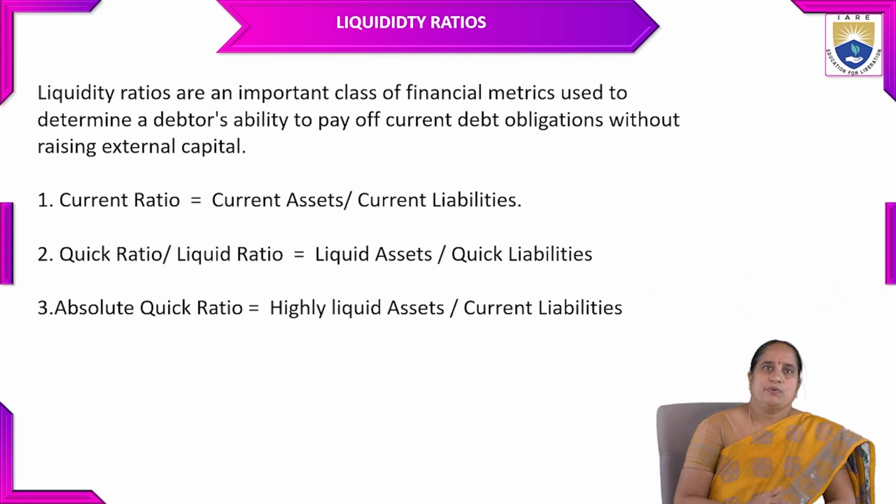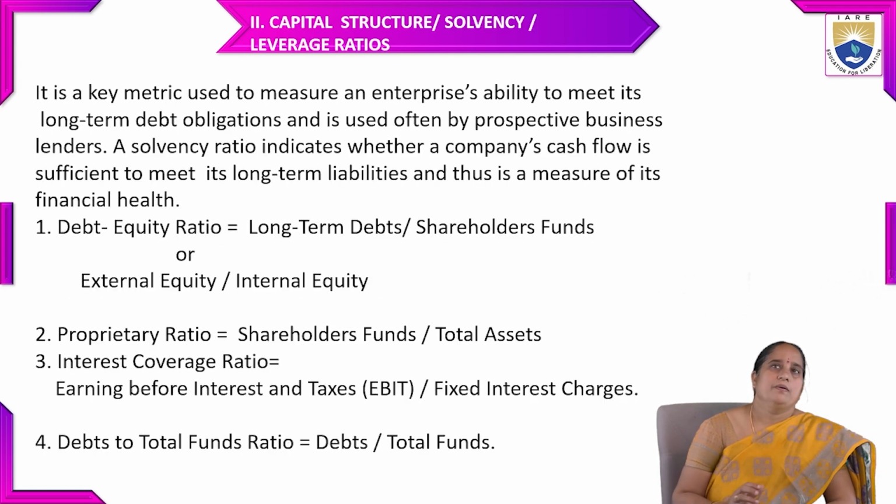The second one is quick ratio. It is also known as liquid ratio, where we exclusively consider the liquid assets to that of quick liabilities. And third one, absolute quick ratio, where we consider highly liquid assets to that of current liabilities, that is known as absolute quick ratio. Then second type of ratios are capital structure or solvency or leverage ratios.